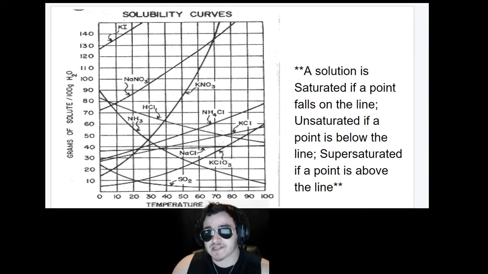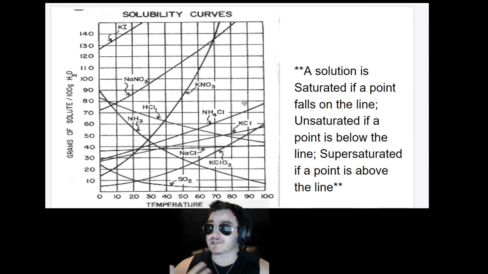On the x-axis, we have the temperature, in degrees Celsius. And on the y-axis, it's how many grams of whatever stuff you're talking about in 100 grams of water. So in all of these scenarios, we are always in 100 grams of water. But notice that as the temperature goes up, it almost always, the line for that substance trends upward, which proves what we were talking about earlier.